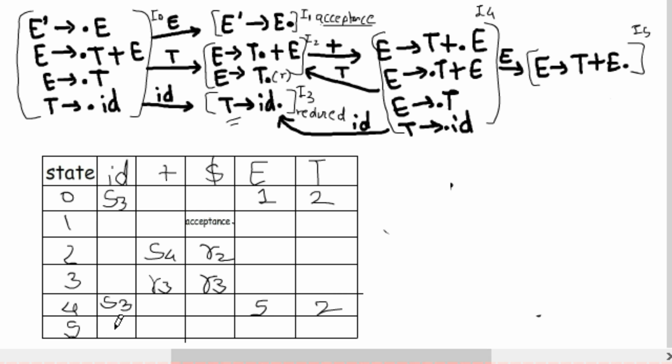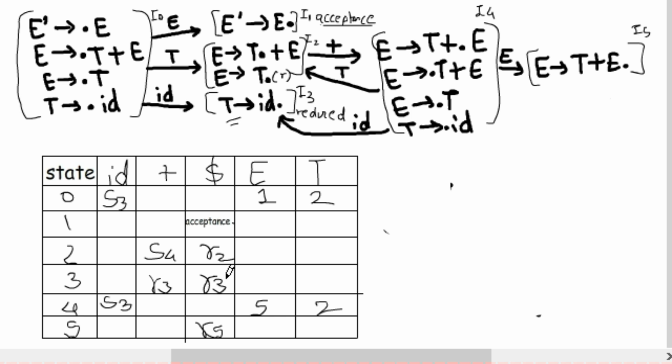Now, let us look at the fifth state. This is a reduced state. The fifth state is a reduced state. And where do you have to write the R? You have to go to the E and find follow of E. And what was the follow of E? It was dollar. So in dollar you will write R5. You will write R5 in the dollar.